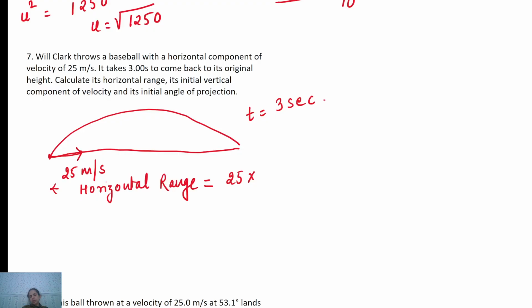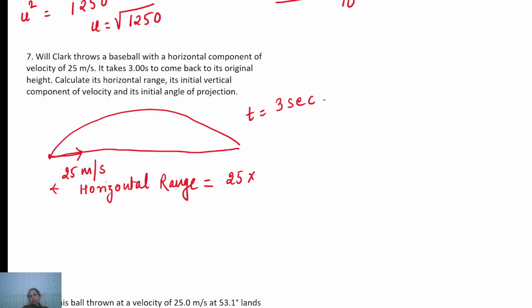And then it wants its initial vertical velocity, so it needs this. We don't know this. And it also needs the angle at which it was projected, so they need this angle theta too. Fine, I got the range. Then I'm going to use the time that I've derived here. So again, let me just derive it. It just helps us. So how am I going to find the time?